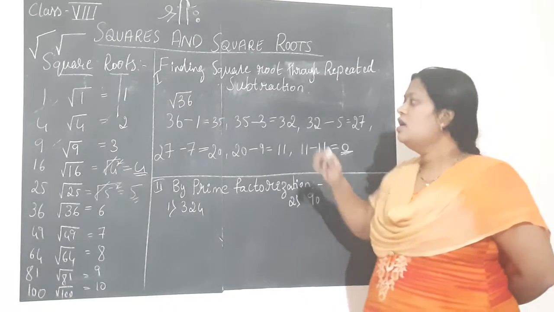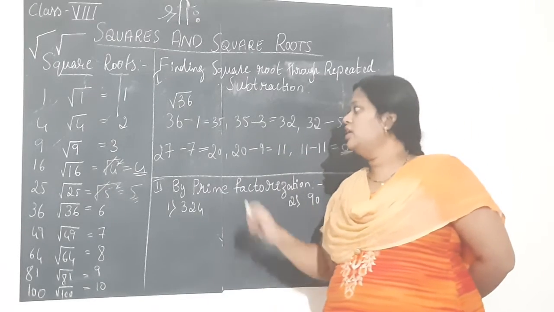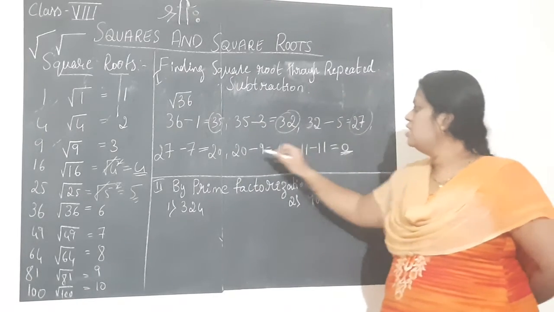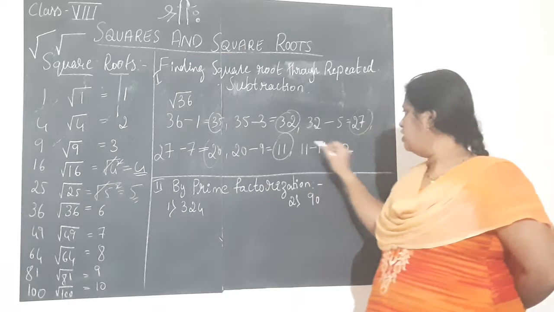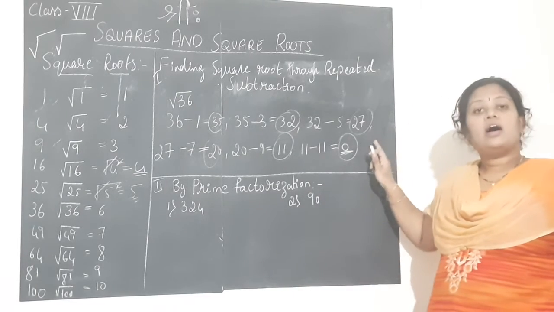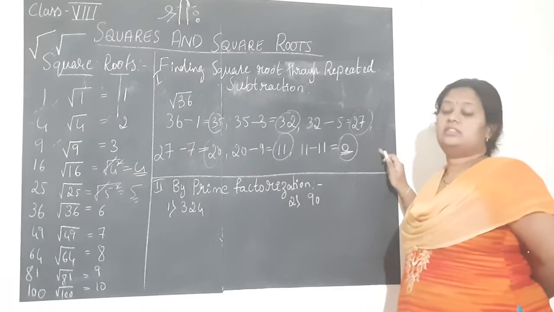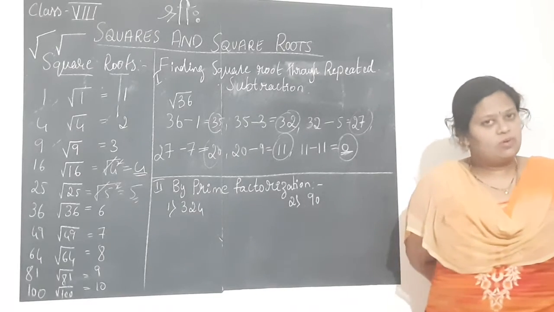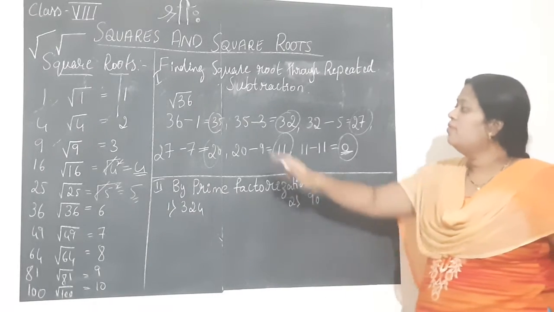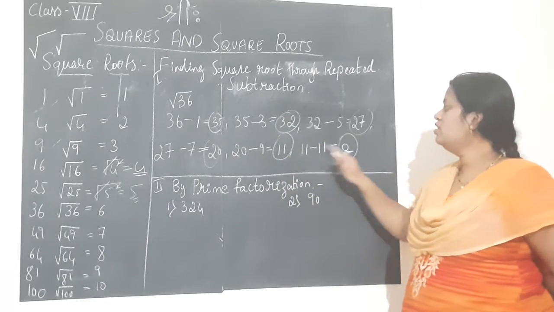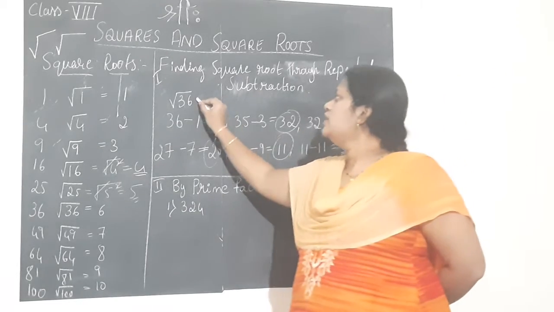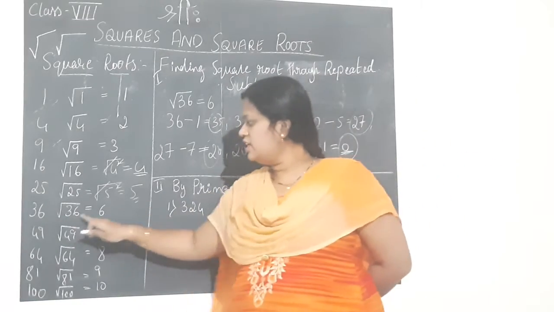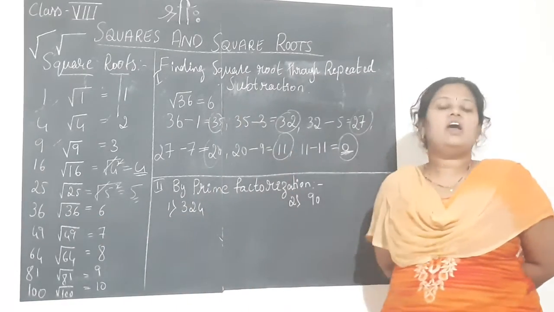Next what you do is, how many steps you did, you count. Like 1, 2, 3, 4, 5 and 6. When you did the sixth step, you got the difference to be 0, isn't it? So how many steps you did, we counted, no? That is 6. So its square root is 6. Correct, no? The square root of 36 is 6. Hence we got the answer.